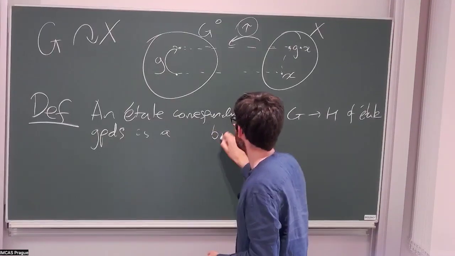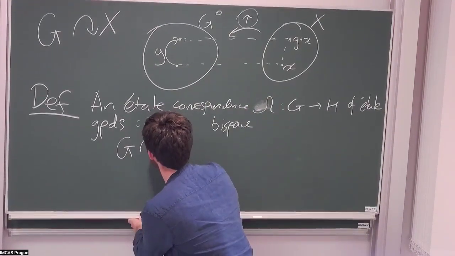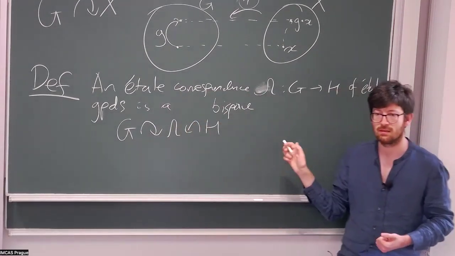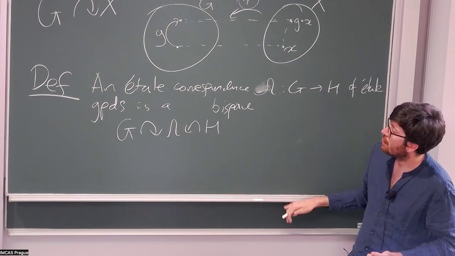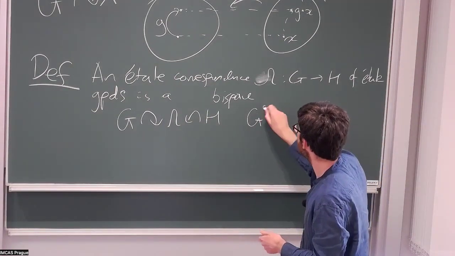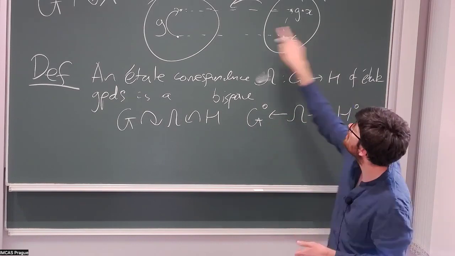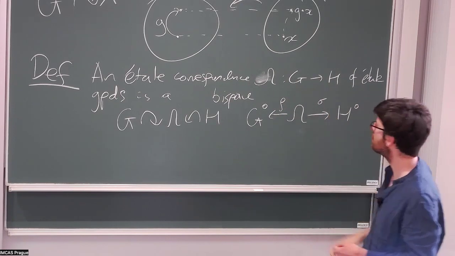So it's a bispace. I've got an action of G on omega and an action of H on the other side. I'm going to give the anchor maps names. The anchor maps go into the unit space. Here, this is going to be rho for range, and this is going to be sigma for source.